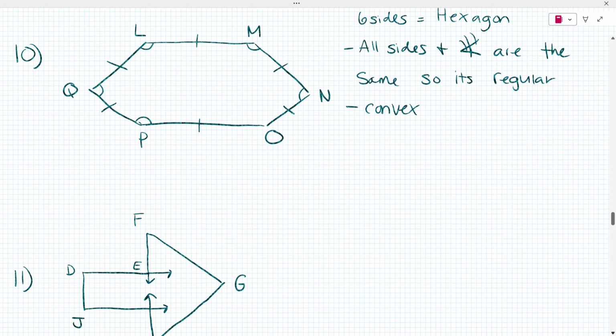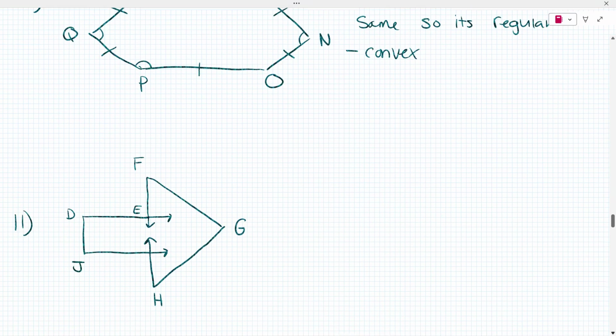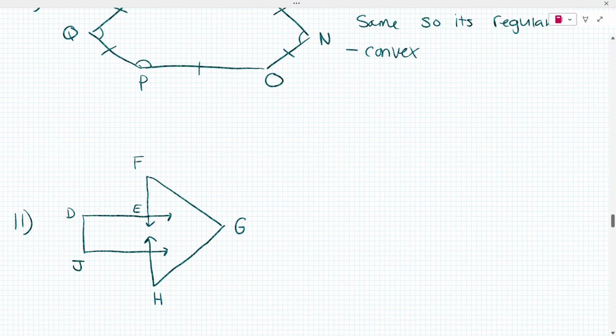Okay, number 11. Looks like some kind of arrow. Is this a polygon? Yes. And how many sides do we have? 1, 2, 3, 4, 5. You have a total of 7 sides. So when you have a total of 7 sides, you have what's called a heptagon. And unfortunately, none of the angles or the sides are congruent, so it's not going to be regular.